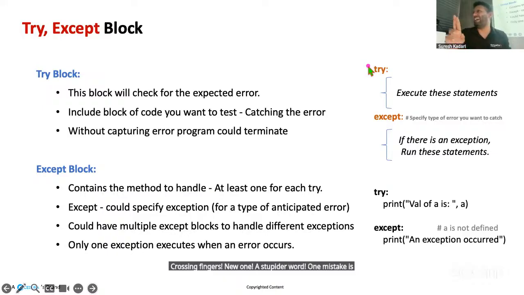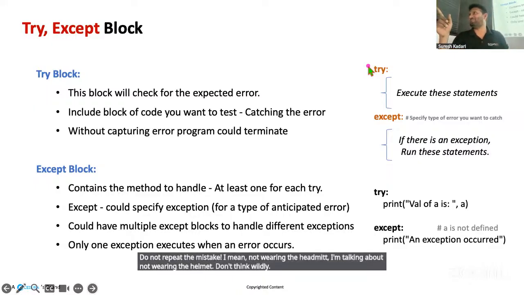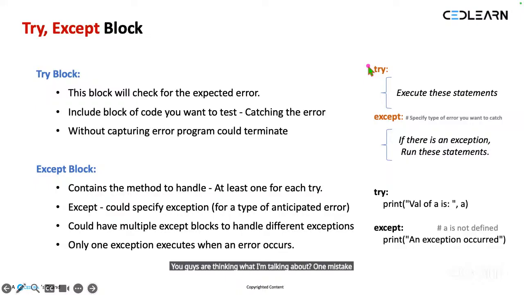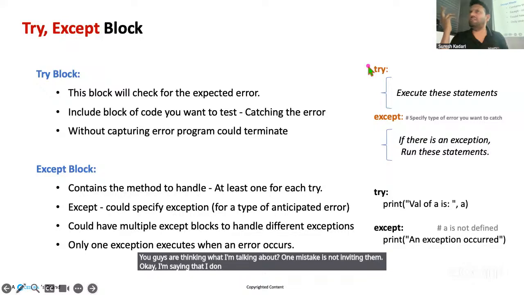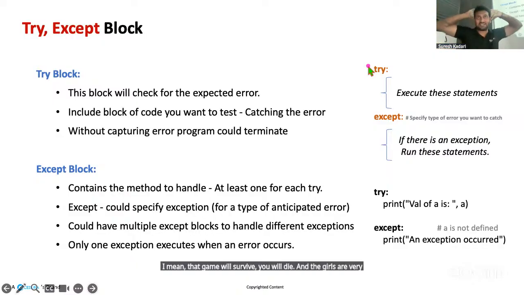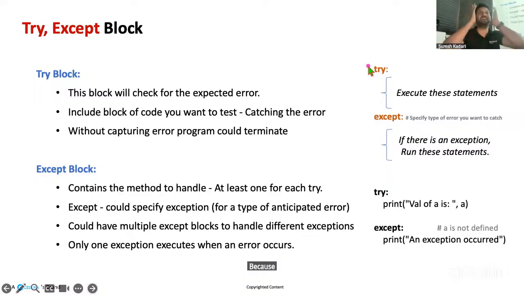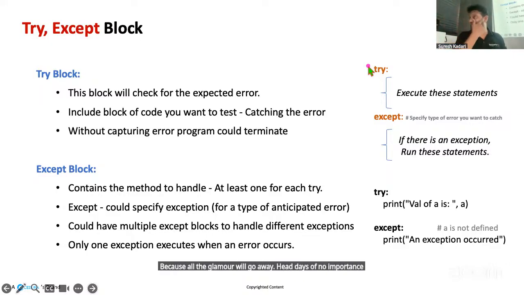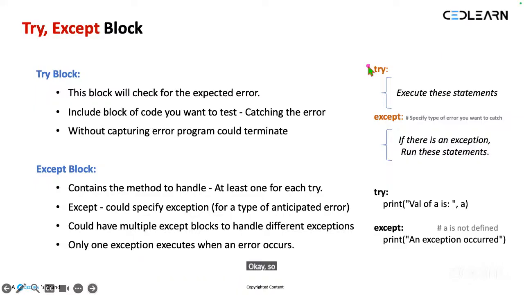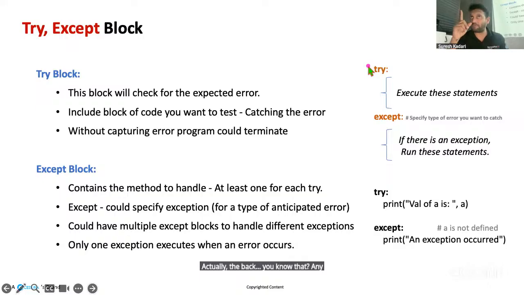One mistake is enough. Don't repeat the mistake. I mean, not wearing the helmet. I'm talking about not wearing the helmet. Don't think wild. I wonder that when you're going on the bike, the lady will not wear a helmet. Then why are you not wearing a helmet? That means you think that your head is made of steel? That guy will survive, you will die. And the girls say, my hair and all. But if there is no head, what is the point in having hair? And they will wear a mask because all the glamour will go away. Head is of no importance, the face is of importance. So they think only the front people will be in danger, so the back people are safe. But actually, in any accident, the back person is at more risk.